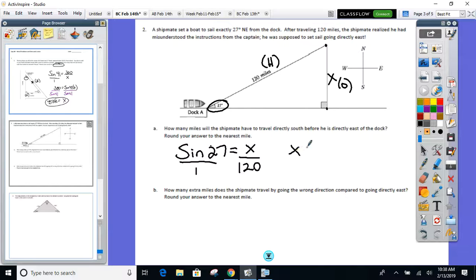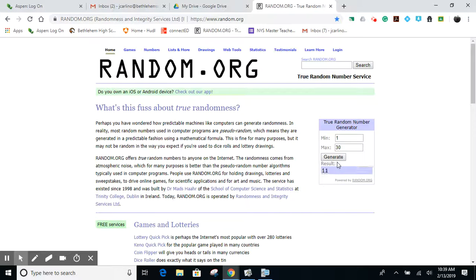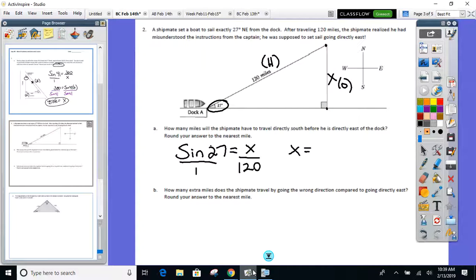Cross multiply. We're going nearest mile. Nearest mile. What do you have for me? Nearest mile. 54 miles.